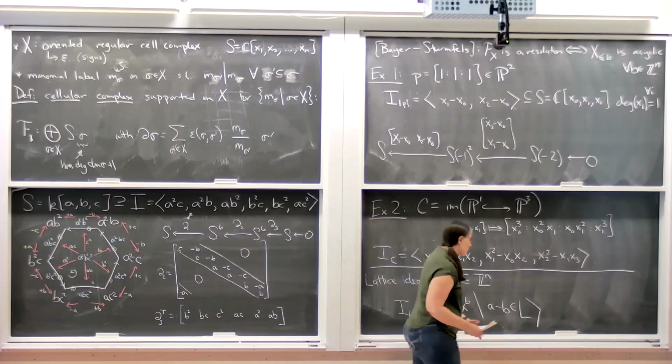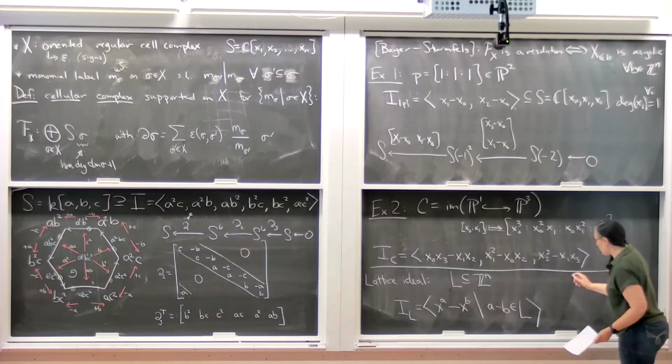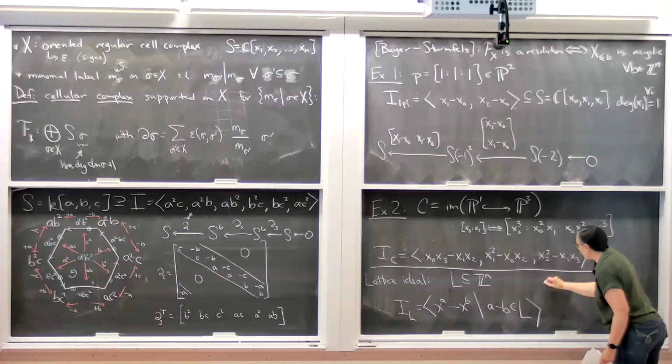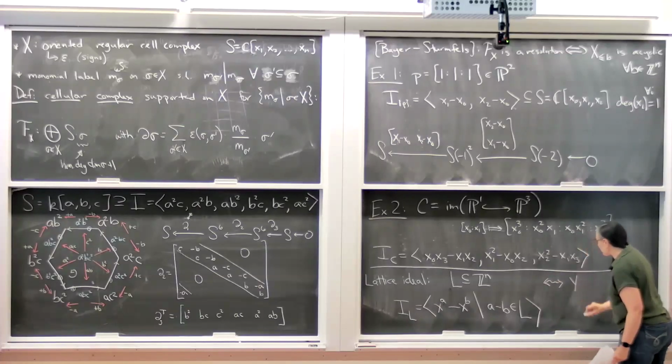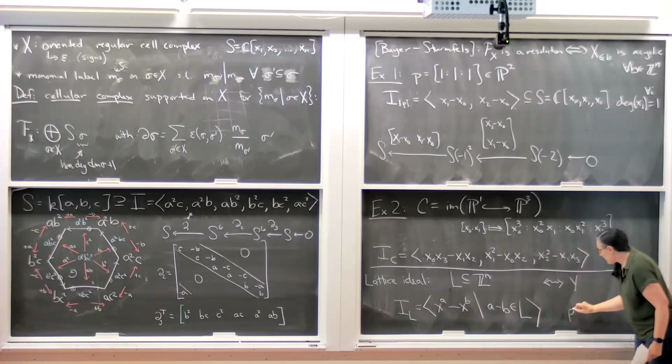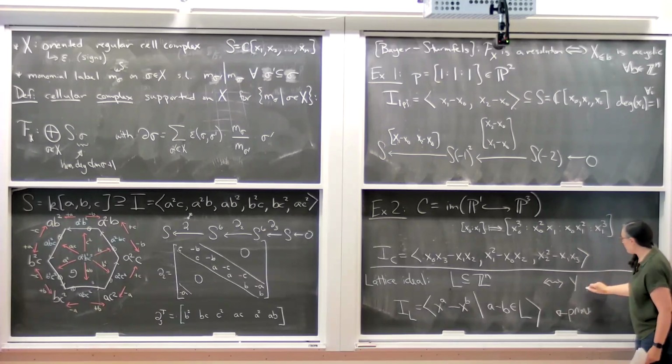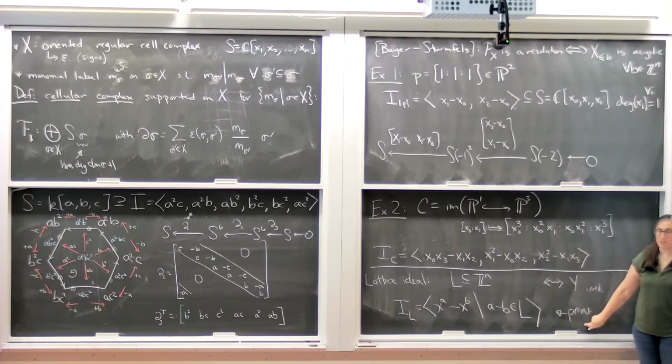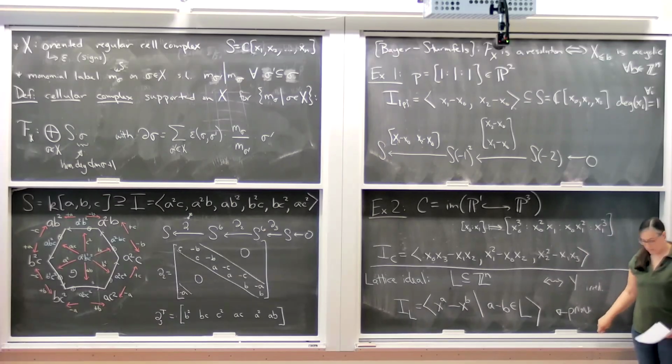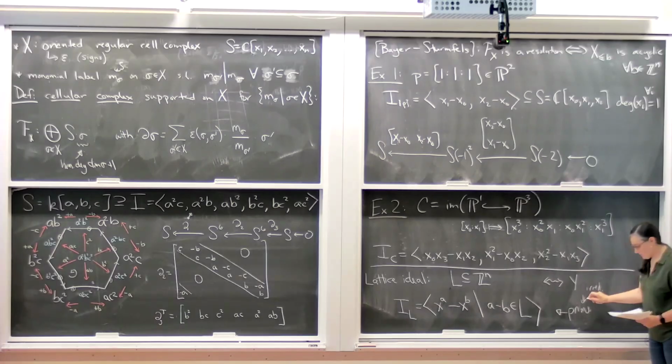Okay. All right. And I'm going to assume, okay, when this corresponds to a Y, an irreducible Y, then this ideal is prime, and it's called a toric ideal, which you may have heard about before. All right.